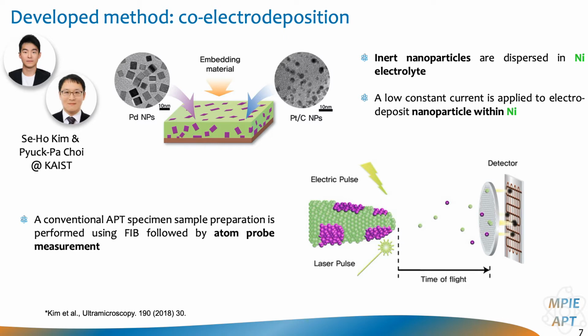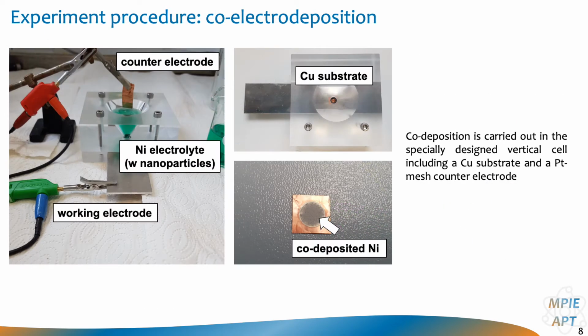Here is the electrochemical cell that Seho has been developing and pushing and using and exploiting, I would say. So you can see the cell is in between these two electrodes, and the electrolyte containing the nanoparticles is this beautiful green solution right there in the center. And in that case, he was depositing on a foil of copper, and you can see here the nickel that's been electrodeposited that contains the nanoparticles of interest.